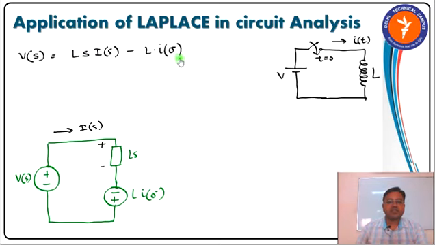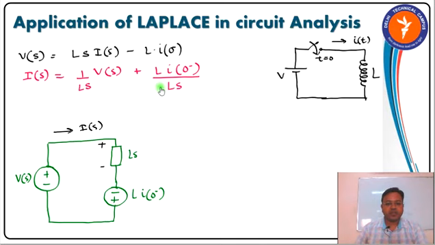I can further rewrite this equation as I of S will be equal to, I will bring this side, V of S plus L of I of 0 negative. Then I will divide these two terms by Ls. So it will be 1 divided by Ls, and it will be divided by Ls. Now this L and L will get cancelled out. So let me erase this. So it will be like this, I of 0 negative divided by S.